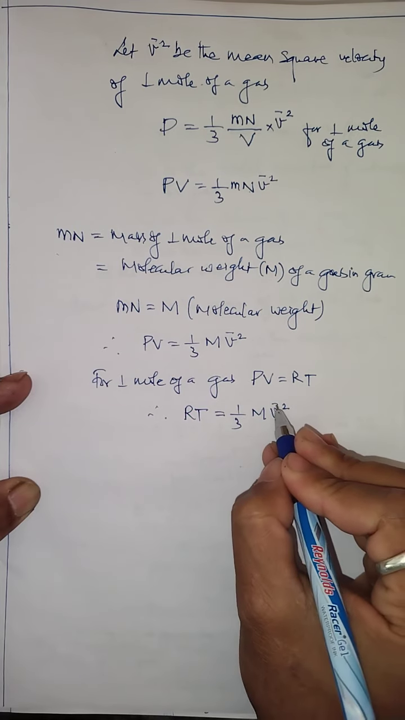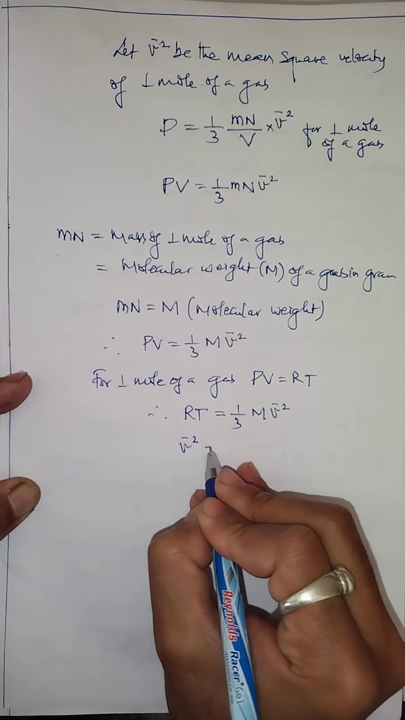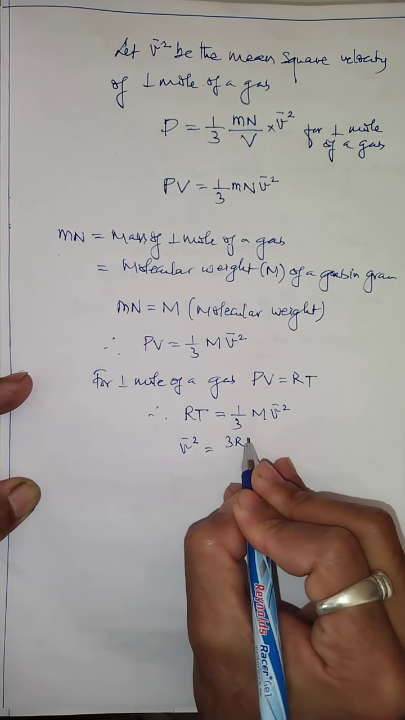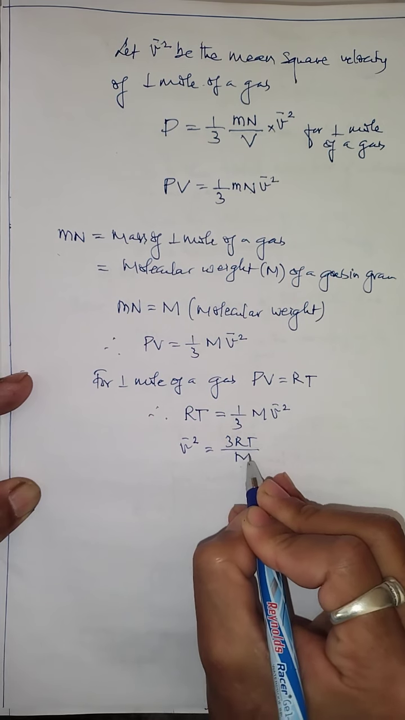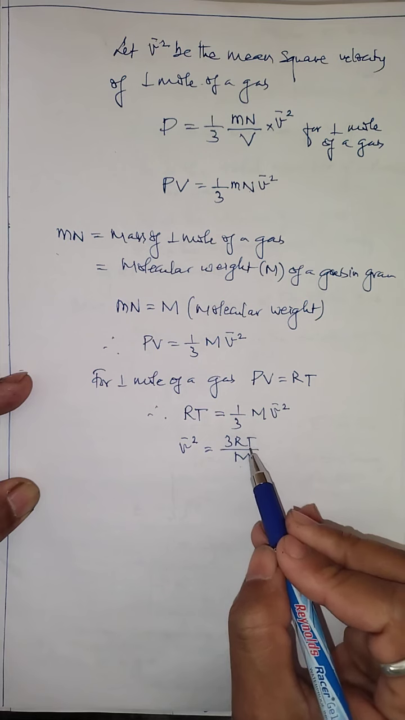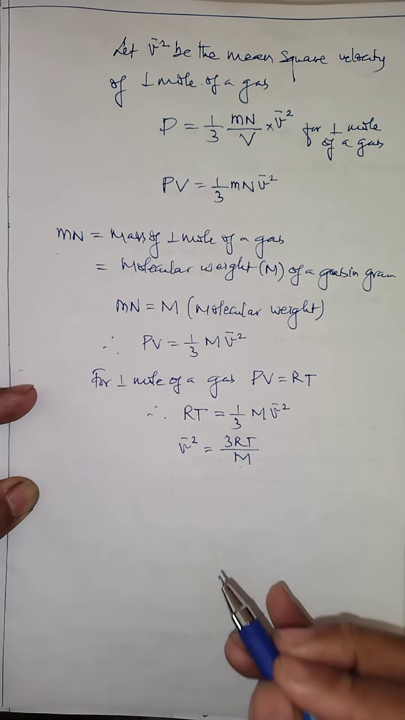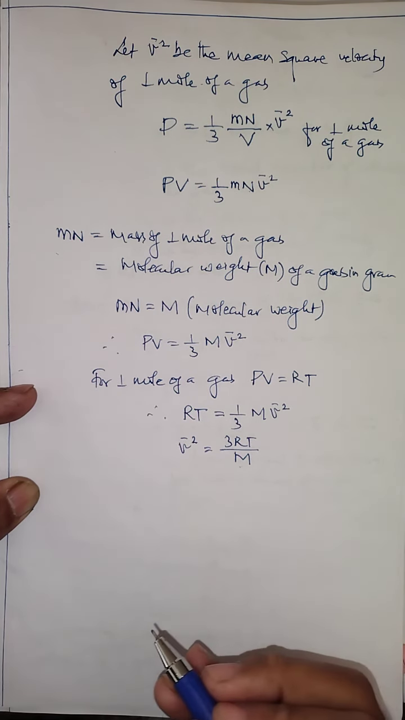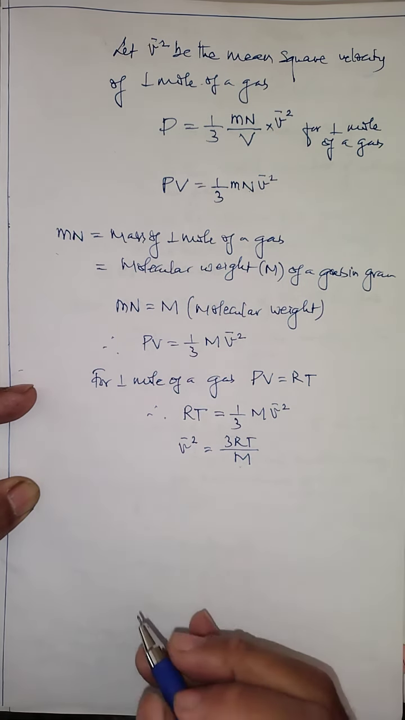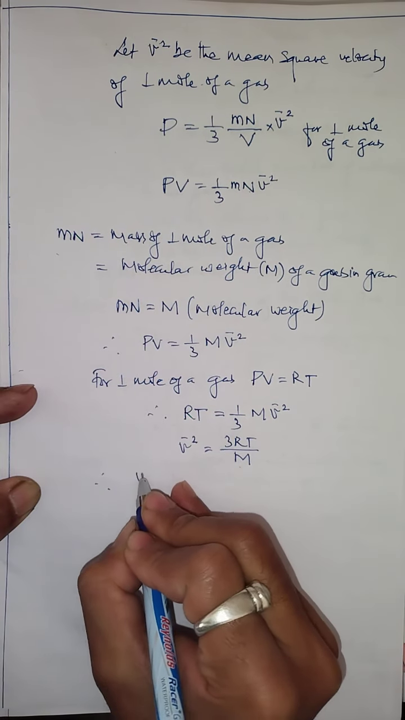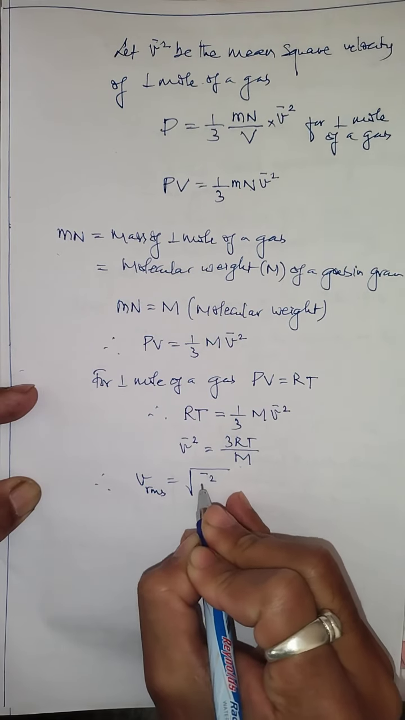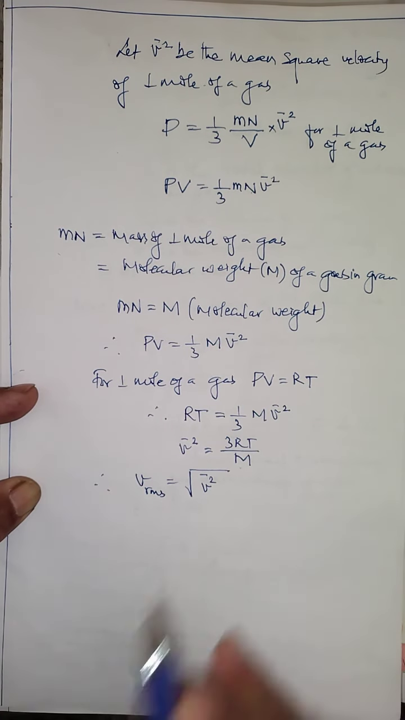So from here I'll make mean square velocity the subject. If I make mean square velocity the subject, this 3 will go to this side, so 3RT, and this M will come in the denominator. So mean square velocity is now 3RT by M. So from here I can now calculate the RMS velocity or RMS speed. And you know the relation: RMS speed is equal to the root mean square velocity or root mean square speed.